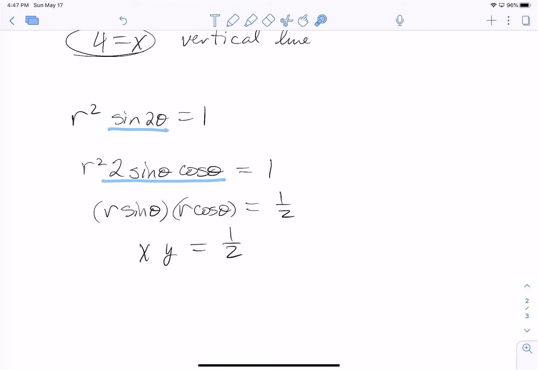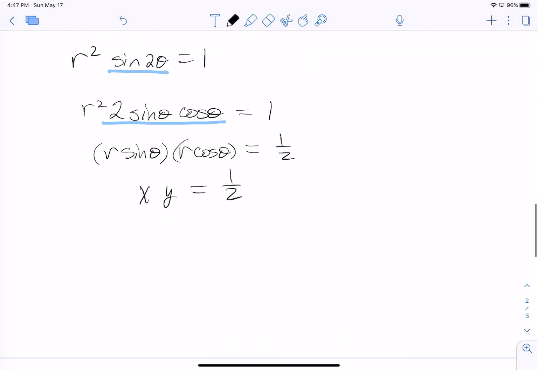And folks, please, when you're converting, don't do part of it in terms of x and y and then leave part of it in terms of r and theta. Each equation should contain only r and theta or only x and y. Well, finally, this is an equation that we can actually solve for y, and so we're going to do that, and we get y equals 1 over 2 times x. That happens to be a hyperbola.